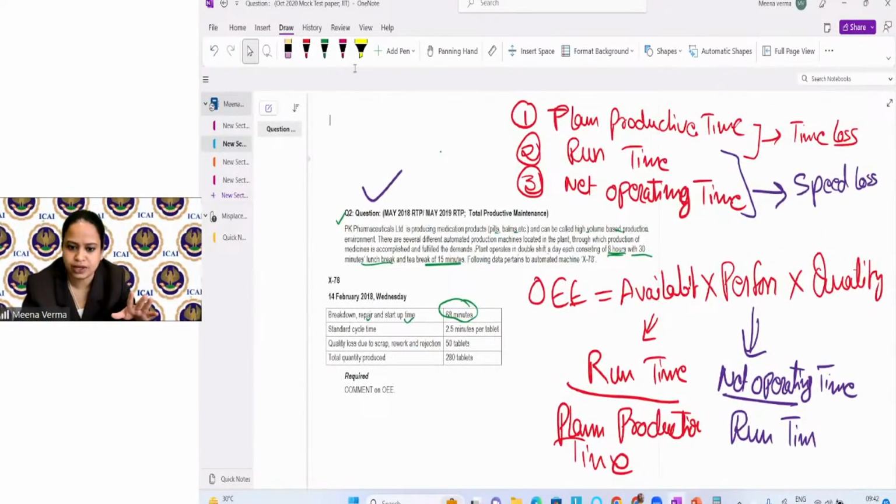Try to solve it on your own. Okay, I'll give you time. Take your time and solve it, and then I'll help you. Yes, please solve it and tell me how we will solve this question.